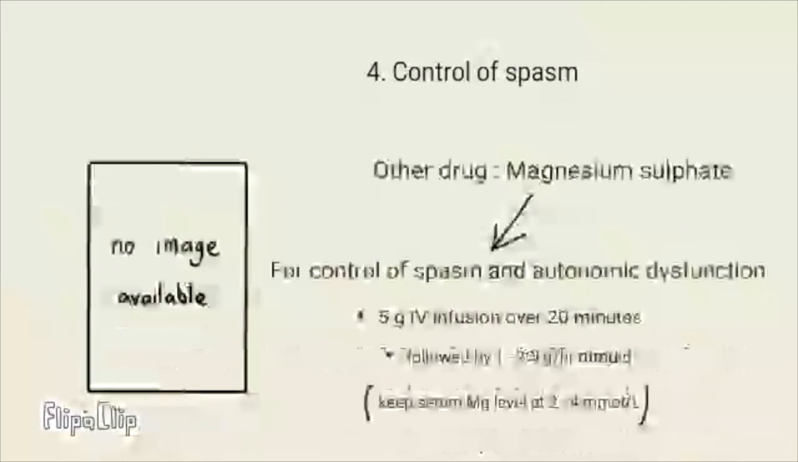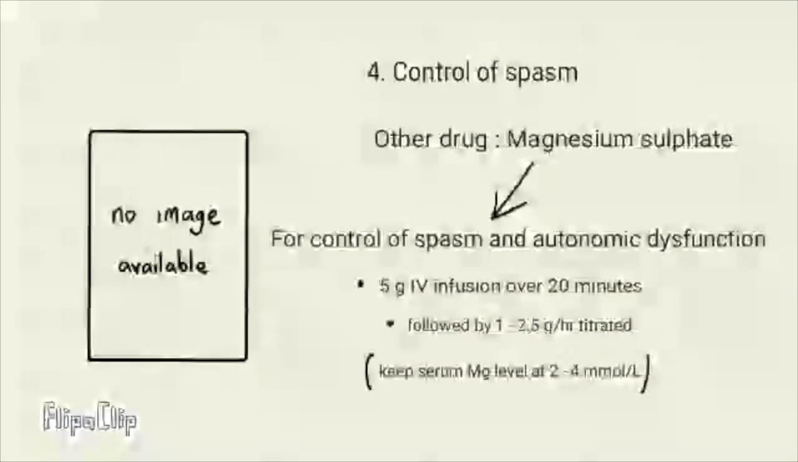Other drug which can control spasm is magnesium sulfate, in which it can control spasm as well as autonomic dysfunction. The dosage is 5 gram intravenous infusion over 20 minutes, followed by 1 to 2.5 gram per hour titrated, and you need to keep the serum magnesium level at 2 to 4 millimole per liter.